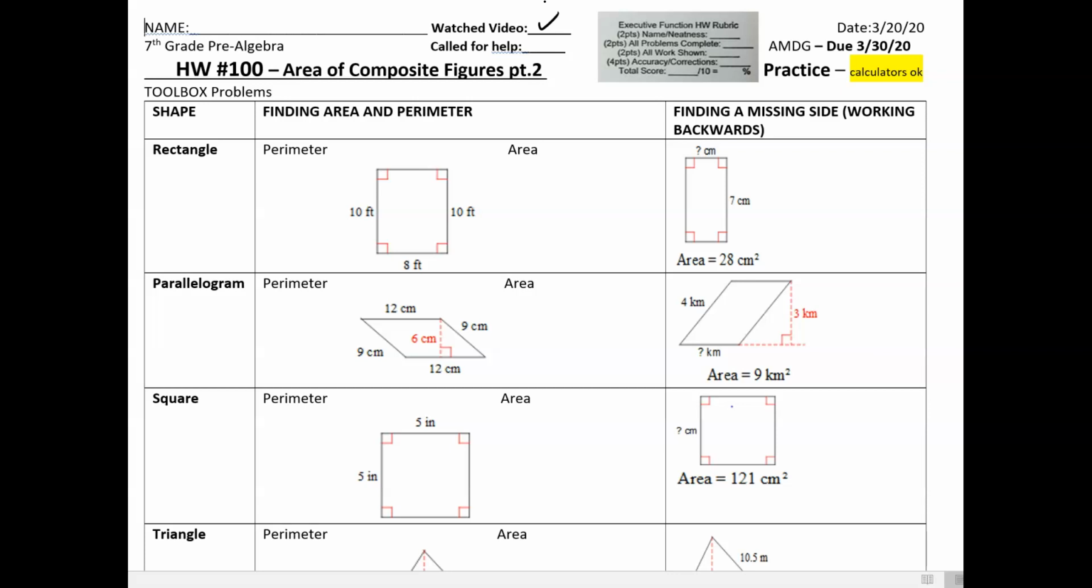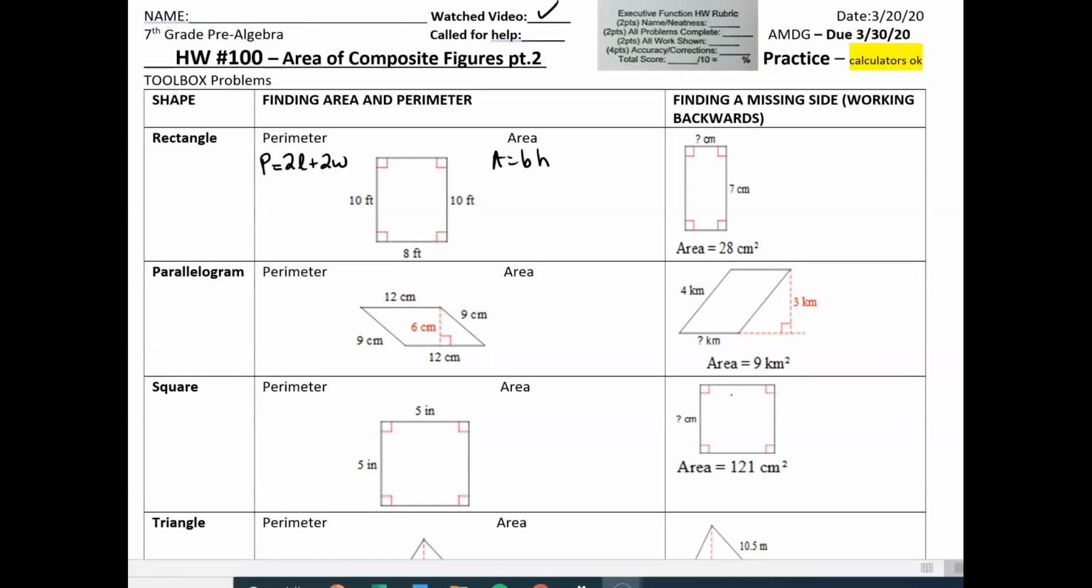All right, so first off, we got rectangles. The formulas for perimeter and area for rectangles. For perimeter, you could just add up all the sides, or you could say 2 times the length plus 2 times the width. It doesn't really matter which one you call the length or which one you call the width. And for area, it's just base times height. So for perimeter, we're doing some addition. For area, we're always doing multiplication.